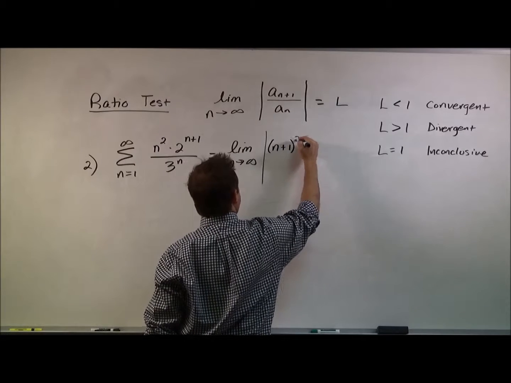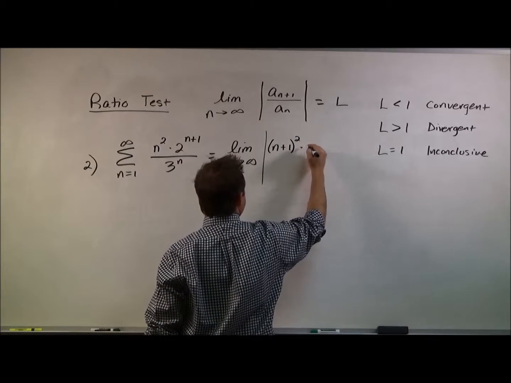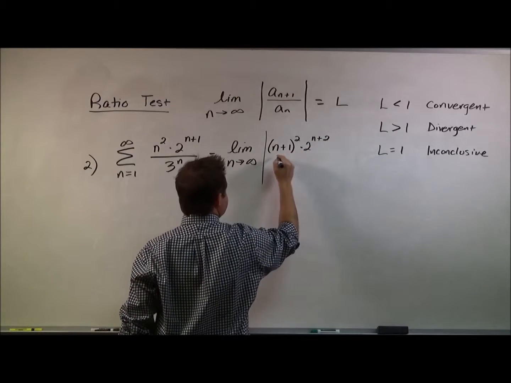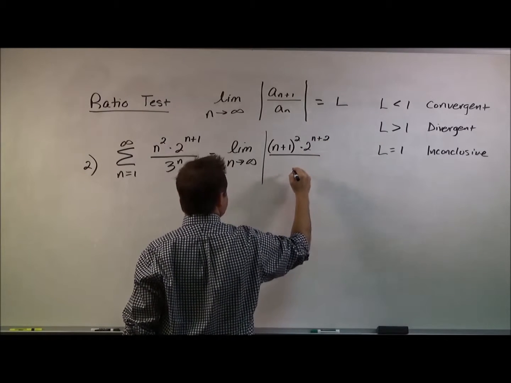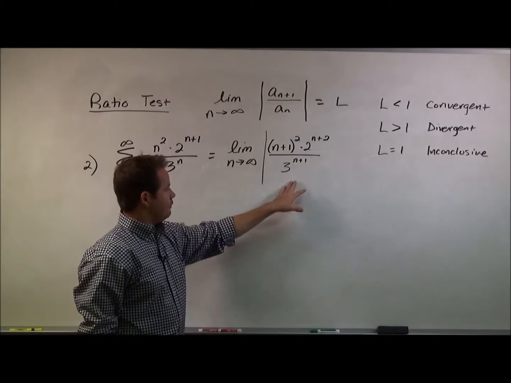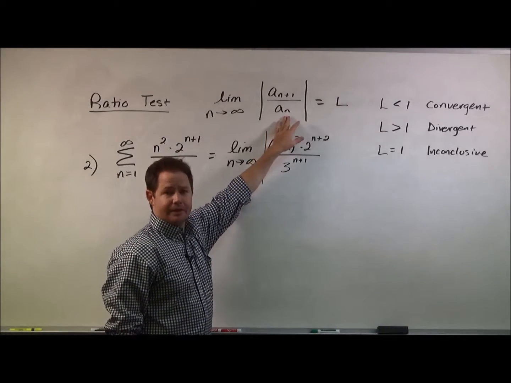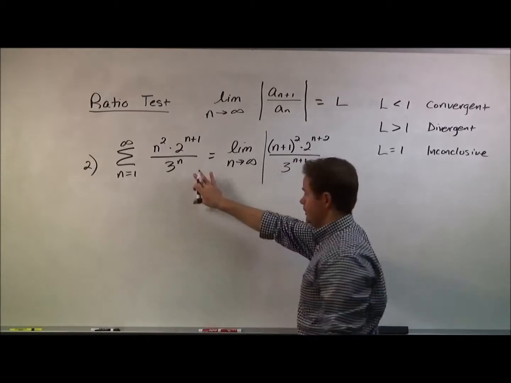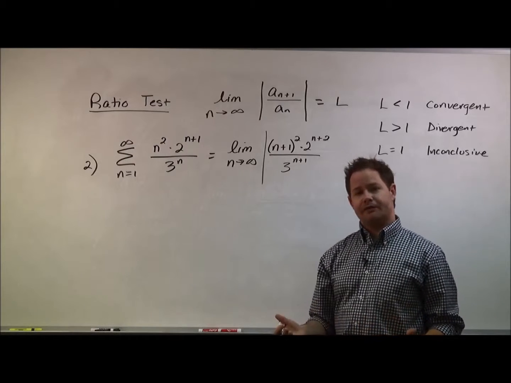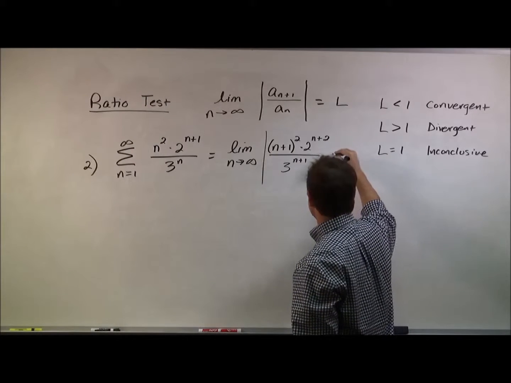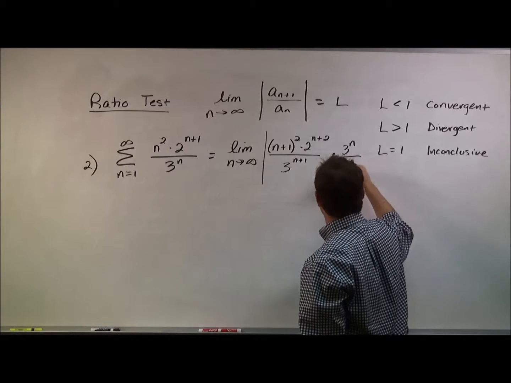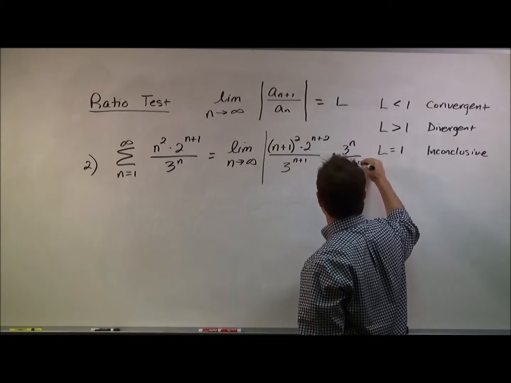N plus 1 quantity squared times 2 to the n plus 1 will be n plus 2 all over 3 to the n plus 1. Then from here we're going to divide by the original term, which means this original function that we started with here. We're going to divide by that. And if you're dividing by a fraction, it's the same as multiplying by a reciprocal, which is what allows us to do 3 to the n over n squared times 2 to the n plus 1.